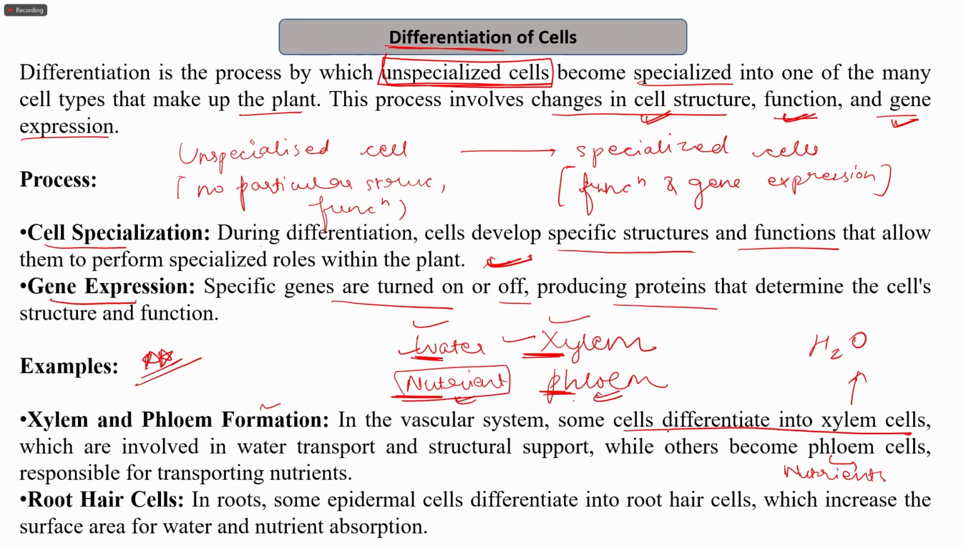So in the vascular system, some cells differentiate into xylem cells, which are involved in water transport and structural support, while other cells become phloem cells responsible for transporting nutrients. These changes happen as a process of differentiation. The next example is the formation of root hair cells. In the root, some epidermal cells differentiate into root hair cells, which increase the surface area for water absorption and nutrient absorption.